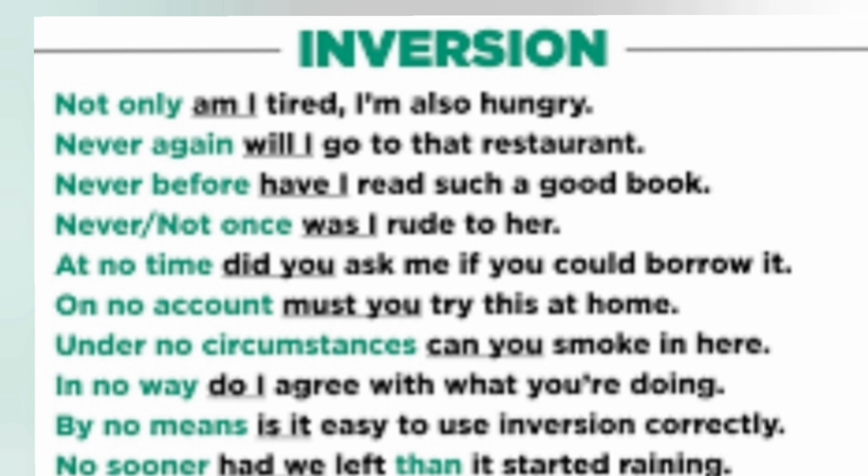We can have also under no circumstances. Example: under no circumstances can you smoke in here. Another is with in no way. Example: in no way do I agree with what you're doing. Another, by no means. Example: by no means is it easy to use inversion correctly. And another, we have no sooner than. Example: no sooner had we left than it started raining.